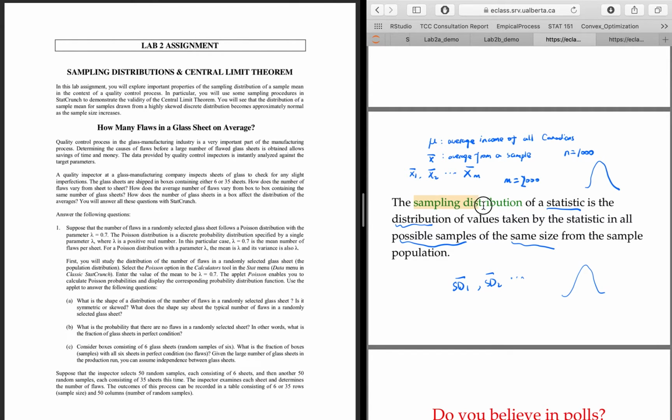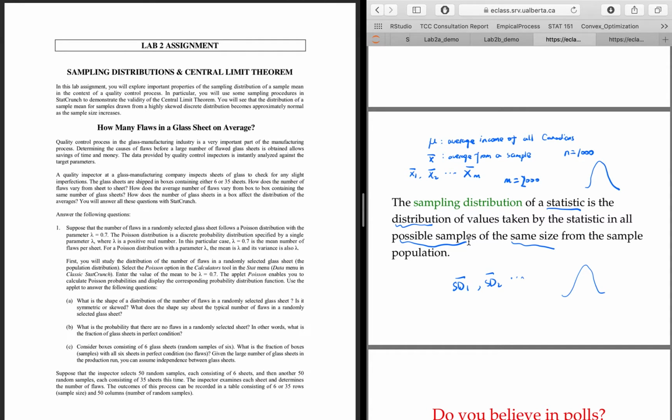A sampling distribution is the sampling distribution of a statistic. The most frequently used example in this class is the mean, for example, the sampling distribution of the mean income. It's the distribution of values taken by the statistic in all possible samples of the same size from the same population.